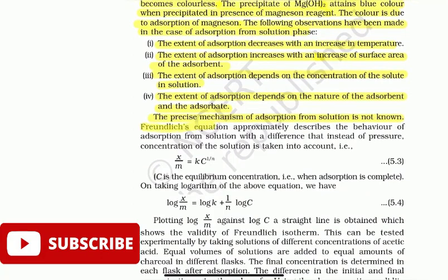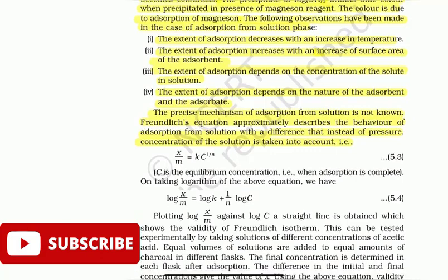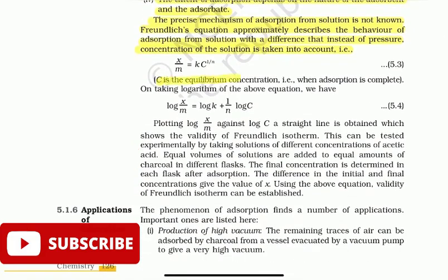Freundlich's equation approximately describes the behavior of adsorption from solution, with the difference that instead of pressure, the concentration of the solution is taken into account. C is the equilibrium concentration, i.e. when adsorption is complete. On taking logarithm, we have equation 5.4. Plotting log x/m against log c, a straight line is obtained which shows the validity of Freundlich's isotherm.